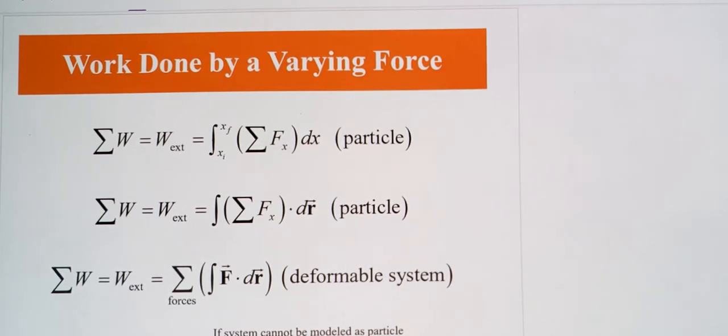Yusuf said x is the distance. No, it's not the distance, it's the displacement. Distance is a scalar. For work, we do a dot product between two vectors. So force is a vector and displacement is a vector. It's not the distance anymore.